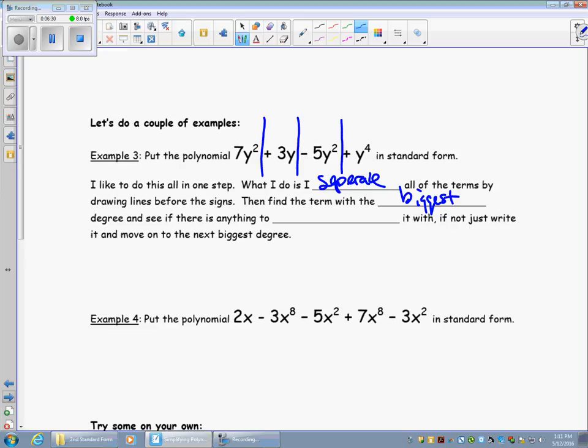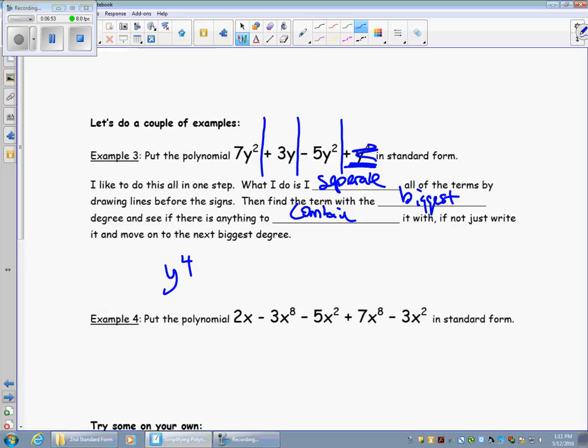So what's the term with the biggest degree? Instead of asking, is there anything here that I can combine? Let's say, what's the biggest one? And my biggest one is y to the fourth. Is there anything that I can combine y to the fourth with? If not, just write it. Okay? And see if there's anything to combine it with. And there wasn't. If there's not, write it down and then move on to the next biggest degree.